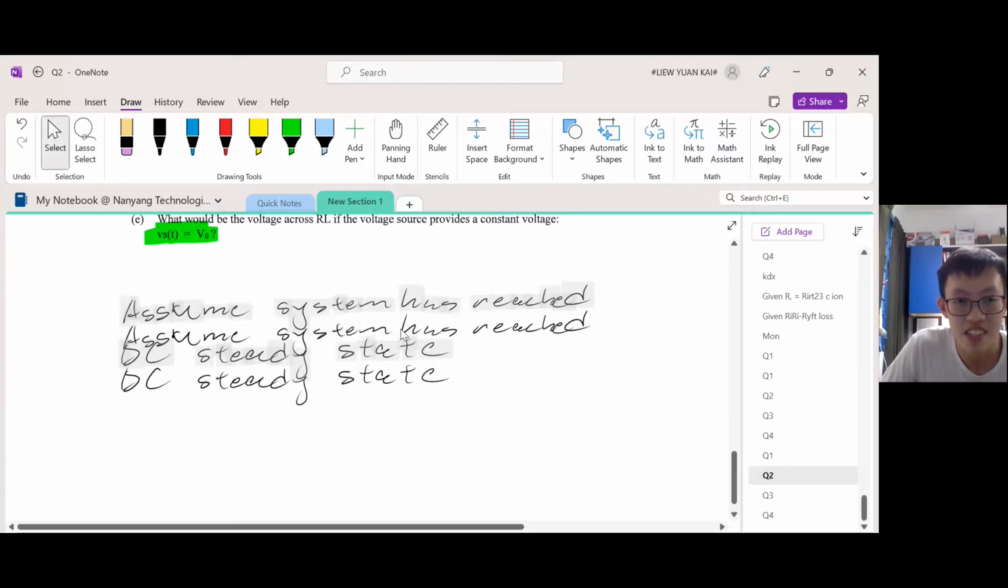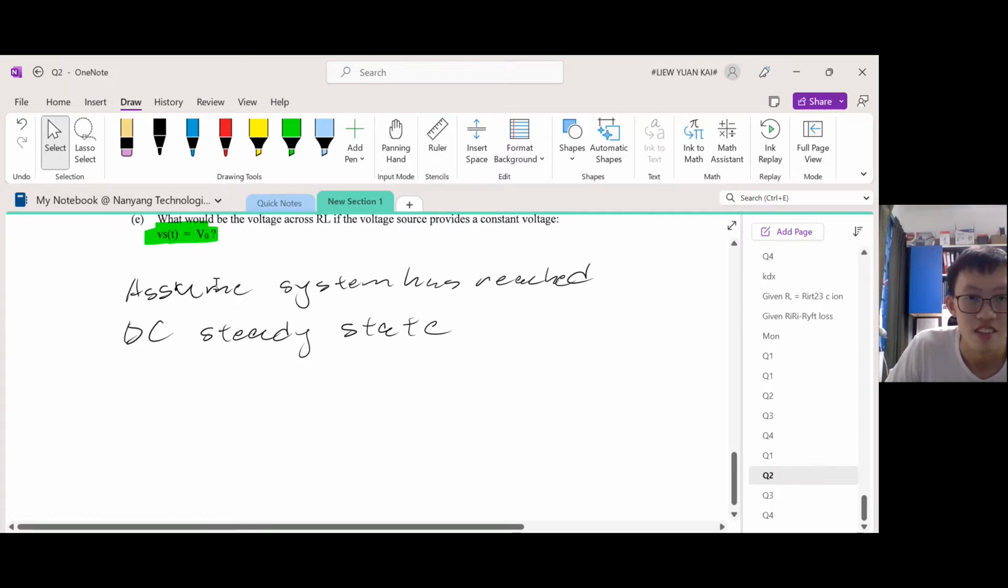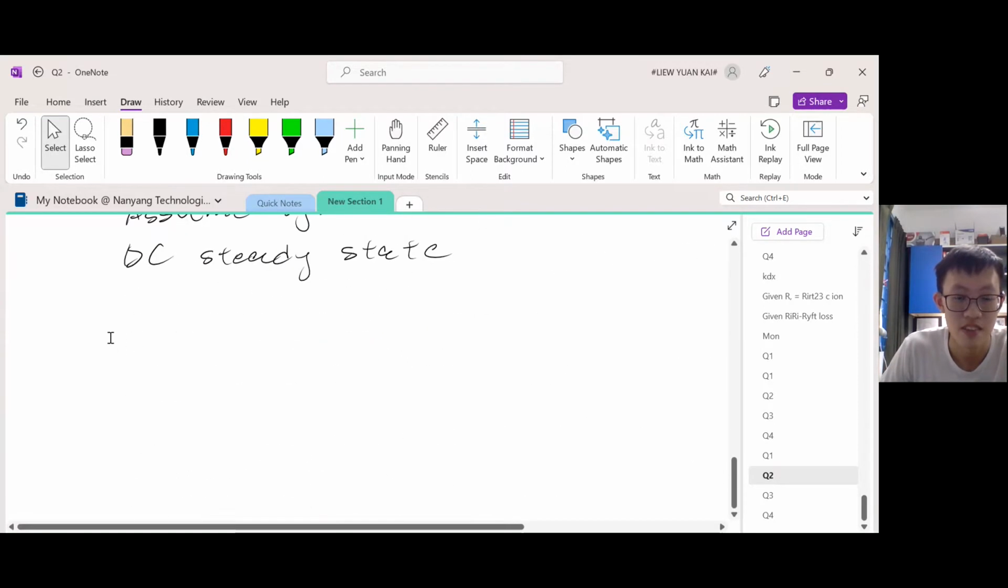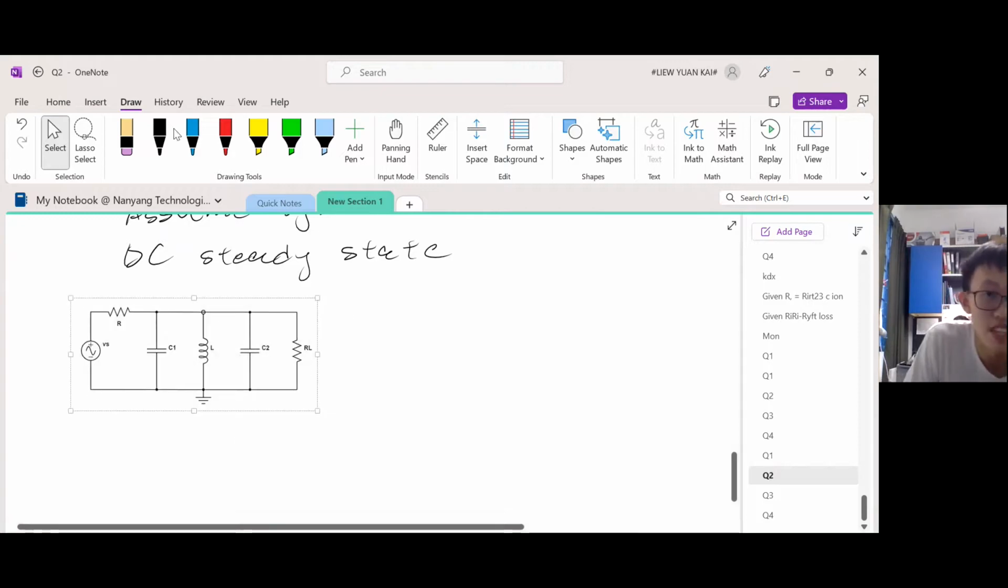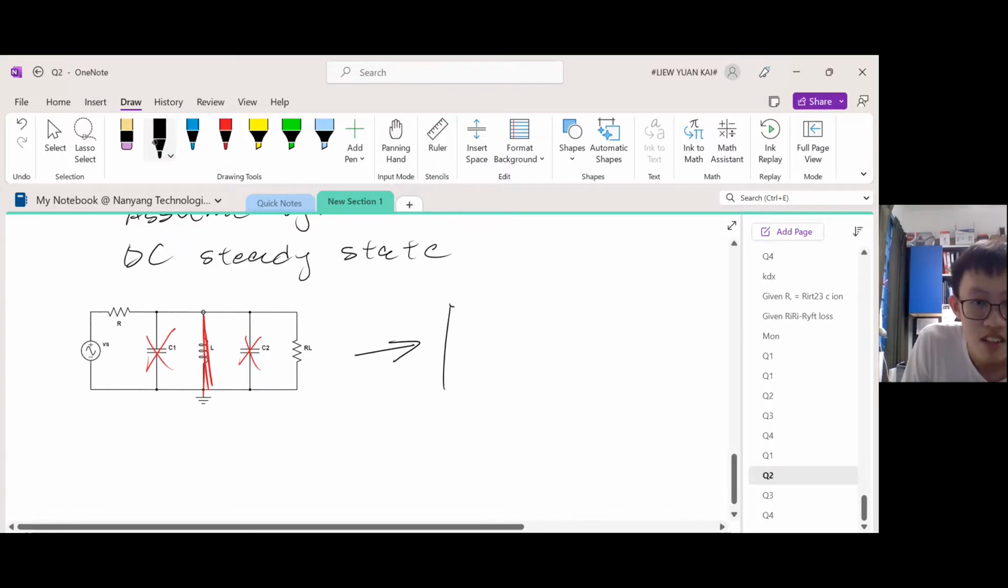Now what you're supposed to do is all the capacitors become open circuits, and all inductors become short circuits. Okay? So let us refer back to this diagram. When DC steady state is reached, we have to redraw this diagram. This capacitor will be gone, and this inductor will become a short circuit. So in the end, our circuit should look like this.